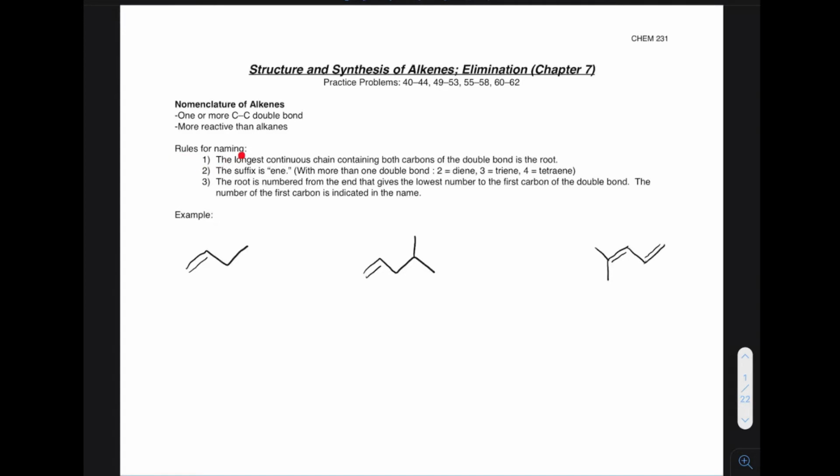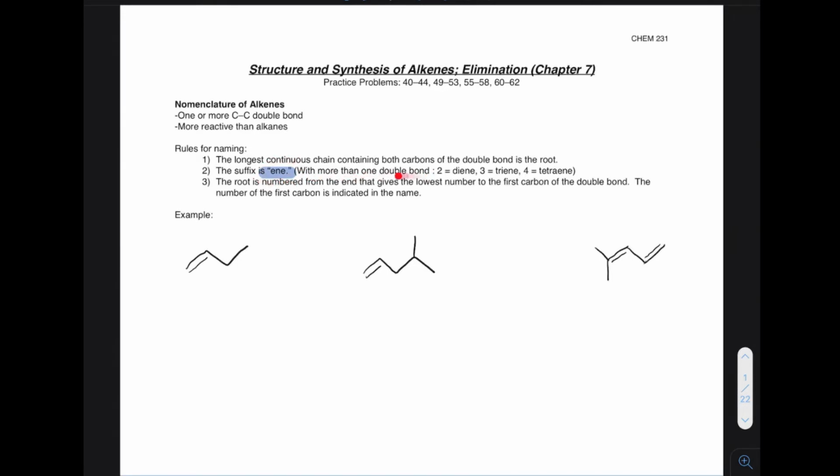So for the rules for naming alkenes, it's going to be pretty simple for the most part, and we'll go over some examples to make sure we don't fall into any issues. In general, the longest continuous chain containing both carbons of the double bond is the root, and the suffix is -ene, right? So not like alkanes where -ane, A and E, is the suffix. Now we have -ene.